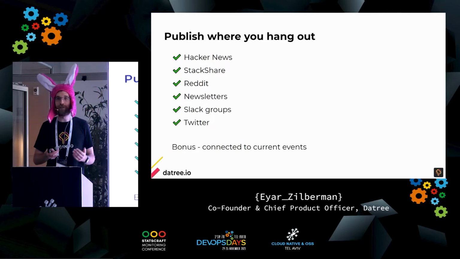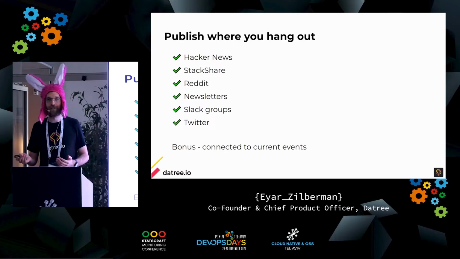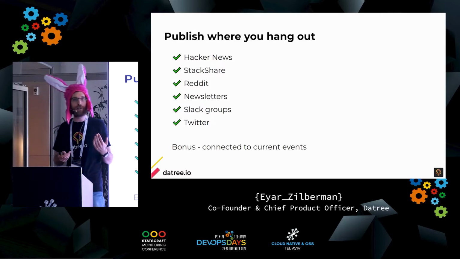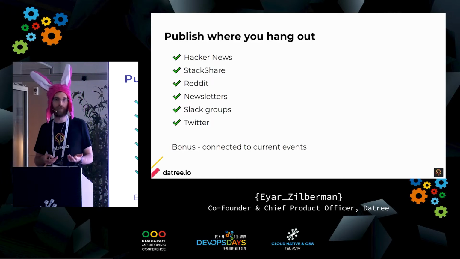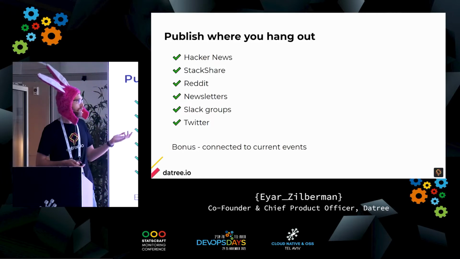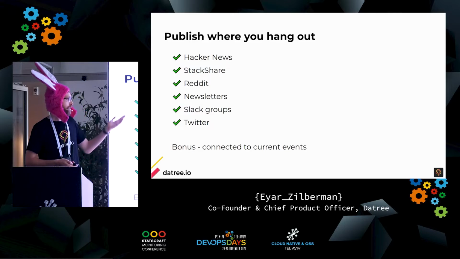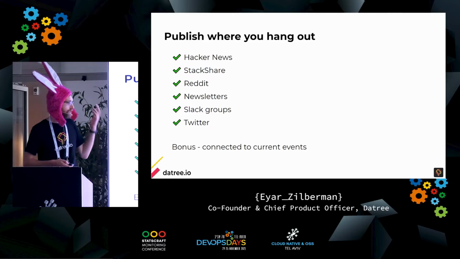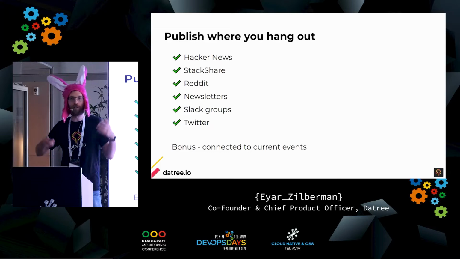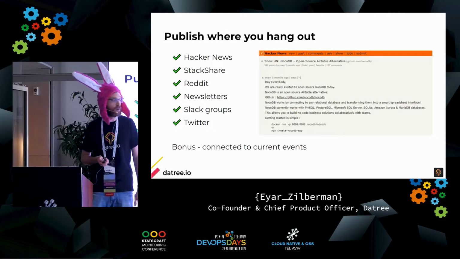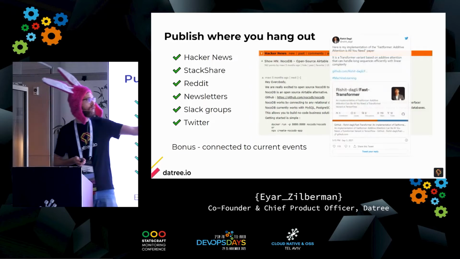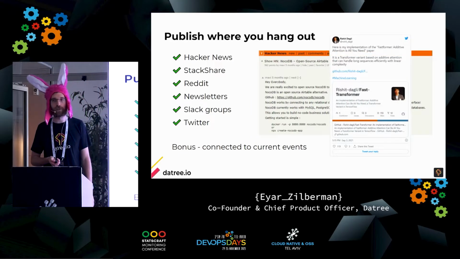You need to publish it where you find other cool projects. Think about yourself. When did you find the last cool open source project that you used? You can find it on Hacker News, Stackshare, Reddit, newsletters, all over the place. You can put a post on Hacker News to promote your open source. You can put it on Twitter to promote your open source.